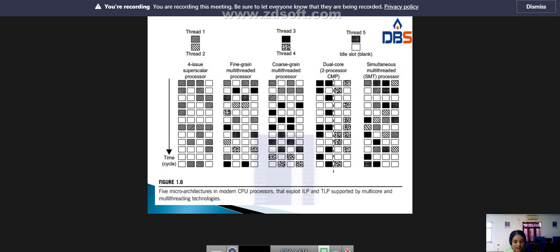A superscalar processor is a CPU that implements a form of parallelism called instruction-level parallelism within a single processor. It executes more than one instruction per clock cycle. Instructions from different threads are recognized by specific shading patterns for instructions from the 5 independent threads. Only instructions from the same thread are executed in a superscalar.